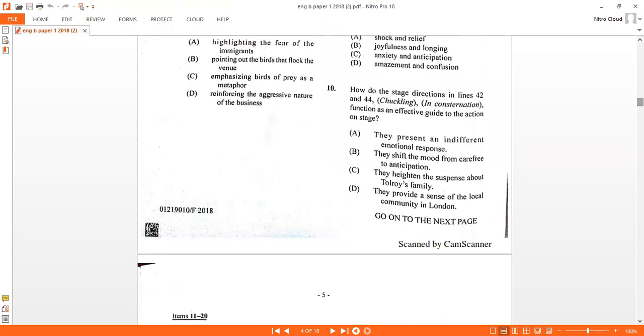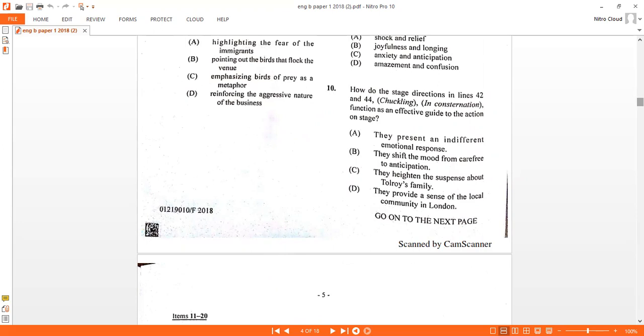Last question in this item, it says, how do the stage directions in lines 42 to 44, chuckling and in consternation, function as an effective guide to the reaction on stage? Now, I just basically gave you a little definition of what in consternation means, the amusement and confusion, not expecting to see them there. And we look at chuckling. Chuckling means you laugh inside. So it isn't a laugh that comes out; it's just an inside laugh that gives you that sound.